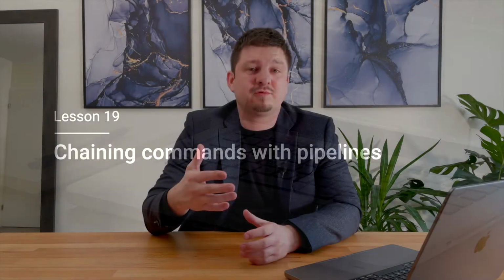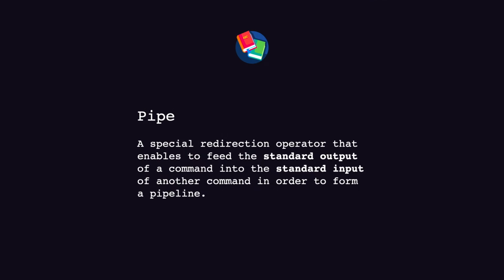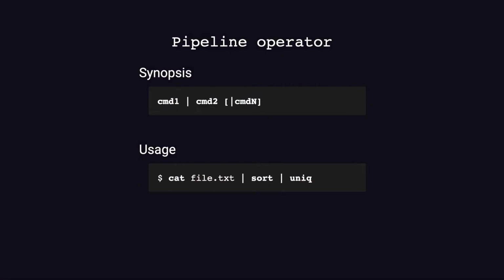Now that we've seen how to redirect the three standard streams, let me introduce you to the concept of pipelines. Simply put, a pipe is a special redirection operator that enables you to feed the standard output of a command into the standard input of another command in order to form a pipeline, and is mostly used in combination with filter commands such as sort, unique, or grep to process data in amazing ways. The pipe operator is represented by the vertical bar character and has the following usage syntax.